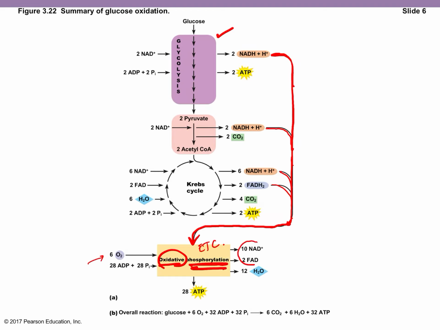We can recycle our electron carriers so they can go back to the glycolysis and the Krebs cycle to pick up more electrons. The waste product of water is being made. Okay, so overall, for every glucose molecule we are going to create 32 ATPs. So for every glucose that we can break down in the cells, we get 32 ATP molecules. Pretty good.